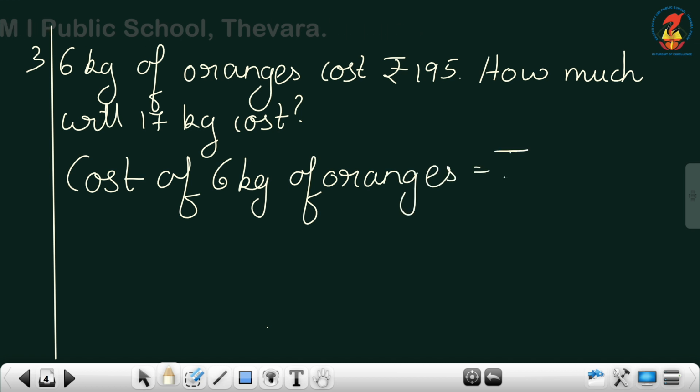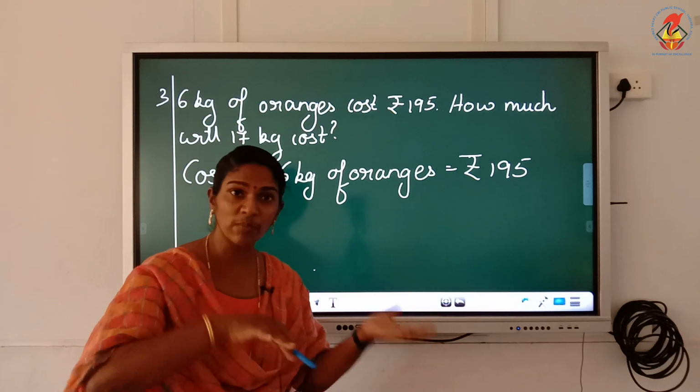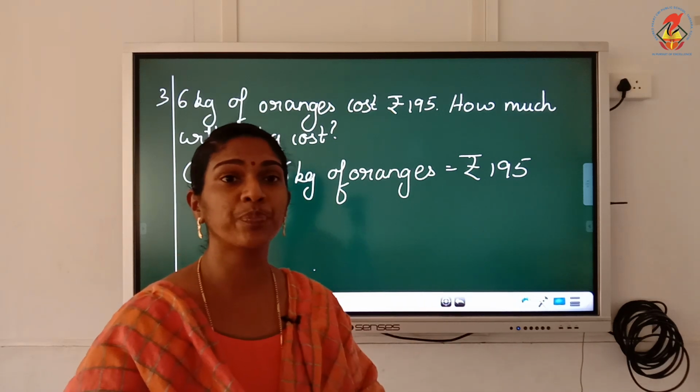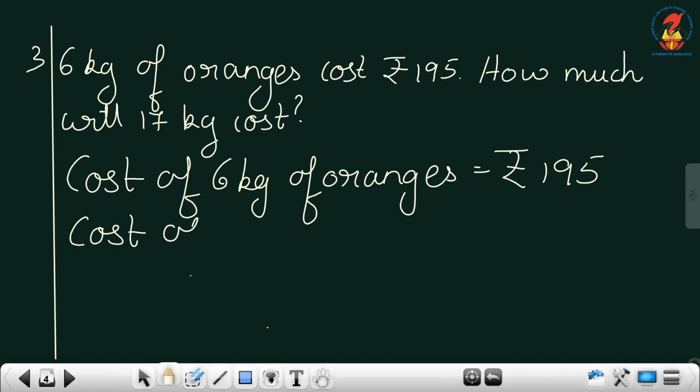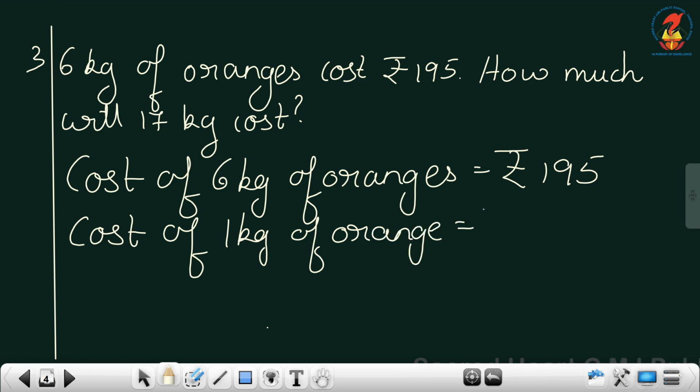What is the cost given to you? Rupees 195. Now we are going to find out the cost of 1 kg. What do we have to do? They give you for more and ask you for 1. What do we have to do? Yes, we have to divide. So, find out the cost of 1 kg of orange. That is equal to rupees 195 divided by 6.